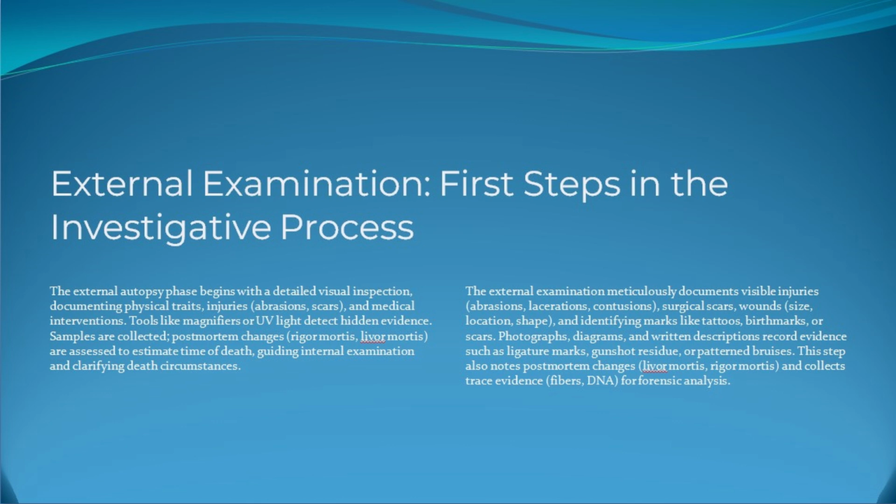They also check changes that happen after death, like stiffening, rigor mortis, or blood settling, livor mortis, to guess when the person died. Samples, hair, DNA, gunshot residue are collected for lab testing. All this helps figure out how the person died and provides evidence for investigations.